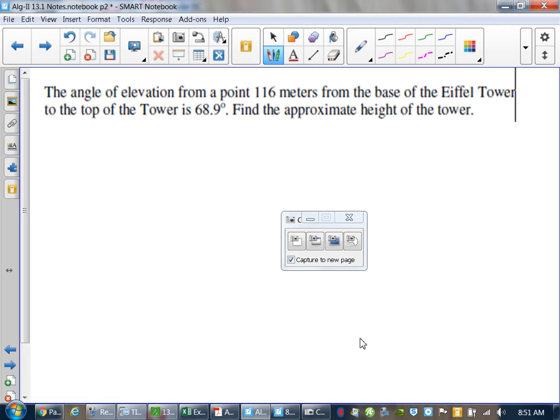The angle of elevation from a point 116 meters from the base of the Eiffel Tower to the top of the tower is 68.9 degrees. Find the approximate height of said tower.